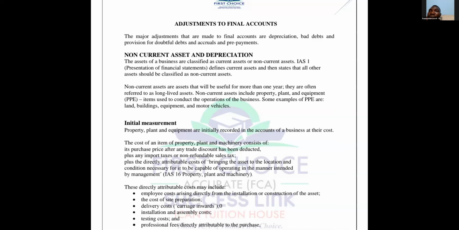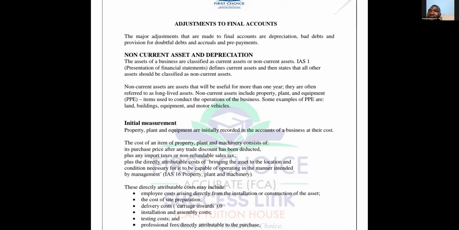So, for example, if I purchase a motor vehicle from outside the country, the cost of the motor vehicle is there. The cost of shipping it from outside the country down to my country will be added to it.